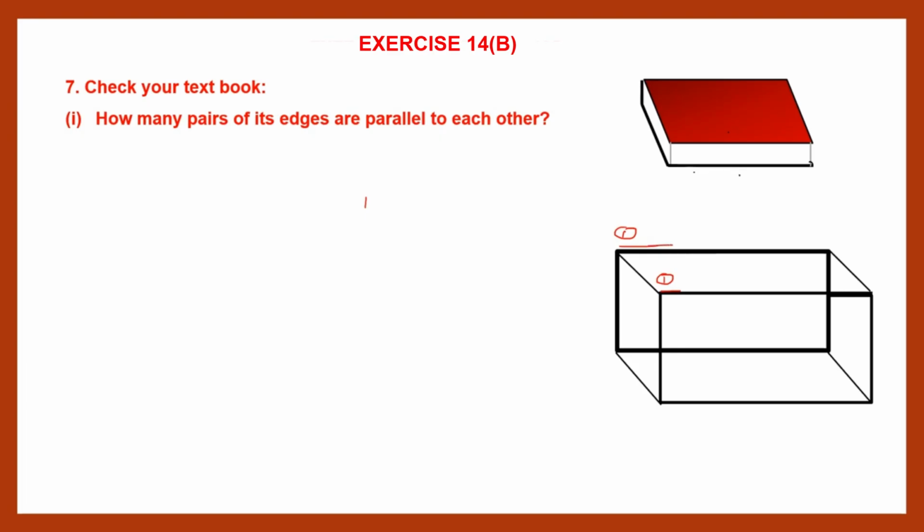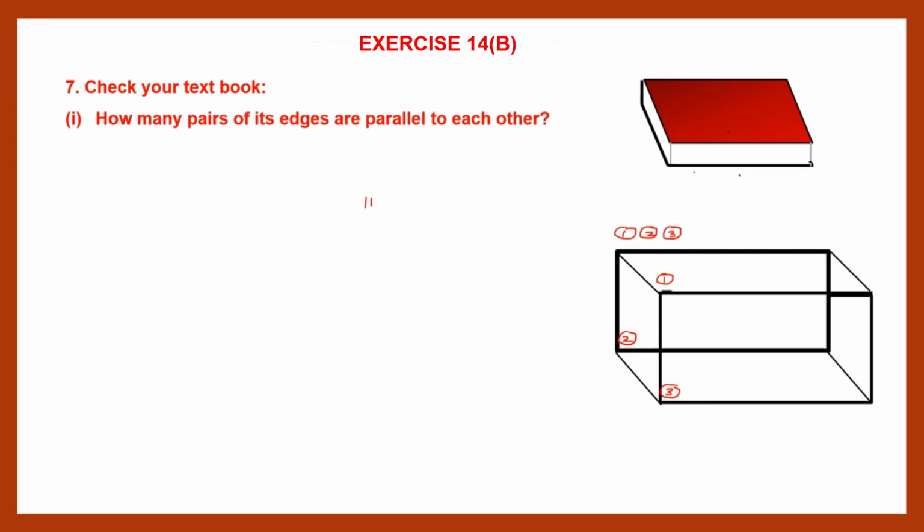Now the same line, I can take it as 2. It is parallel to the bottom one here, isn't it? It's parallel to this line. So that is the second pair. Now the same line is parallel also to this. So if I extend this line and I extend this line, I will have the third pair. Both are parallel to each other.